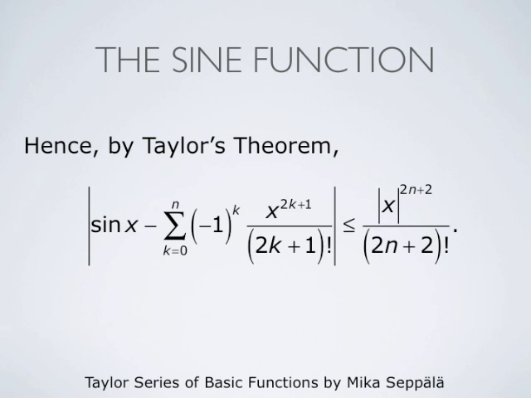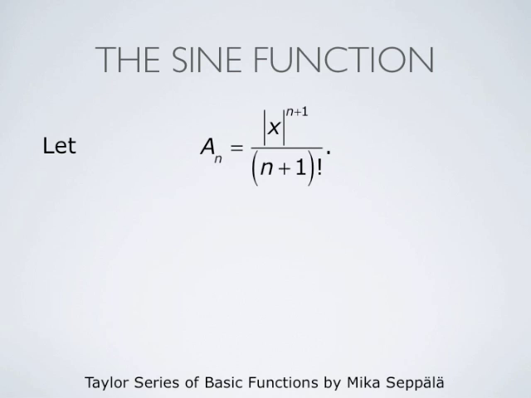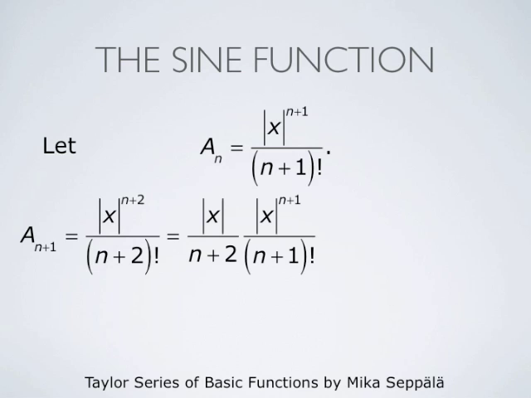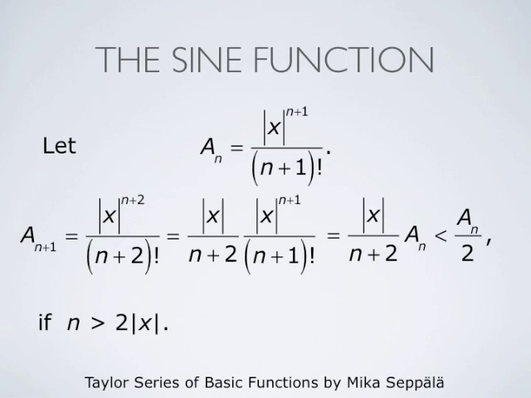In order to see why that happens, let a_n denote the quantity the absolute value of x to the power n plus 1 divided by (n plus 1) factorial. Then a_(n+1) is the absolute value of x to the power n plus 2 divided by (n plus 2) factorial. And that can be rewritten as the absolute value of x divided by n plus 2 times the absolute value of x to the power n plus 1 divided by (n plus 1) factorial. This follows since (n plus 2) times (n plus 1) factorial is simply (n plus 2) factorial. Therefore, a_(n+1) is the absolute value of x divided by n plus 2 times a_n.